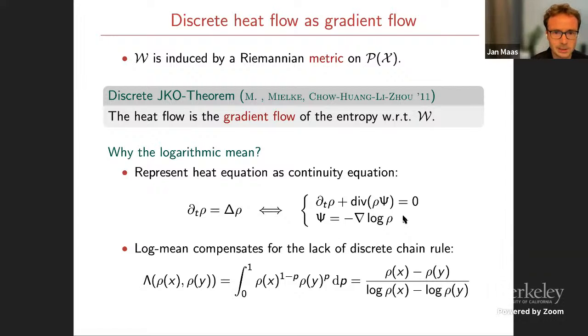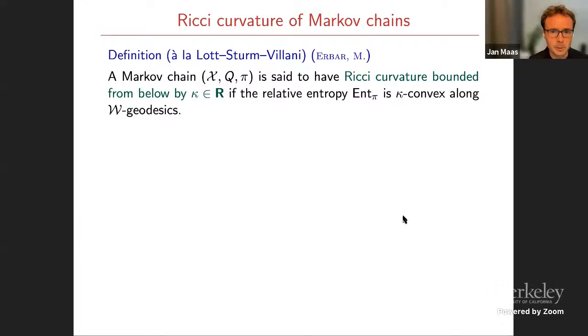Okay, so that's the discrete dynamical transport metric, which now gives us a very nice discrete version of this result by Jordan, Kinderlehrer, and Otto. And in view of this geometry which I talked about before, it's also natural to use this idea to talk about Ricci curvature for discrete spaces, so Ricci curvature for graphs or for Markov chains. Given a Markov chain with transition rates q and invariant measure pi, you can say that it has Ricci curvature bounded from below by kappa if the relative entropy is kappa-convex along geodesics with respect to this optimal transport metric. And these geodesics do exist because this is really a Riemannian metric.